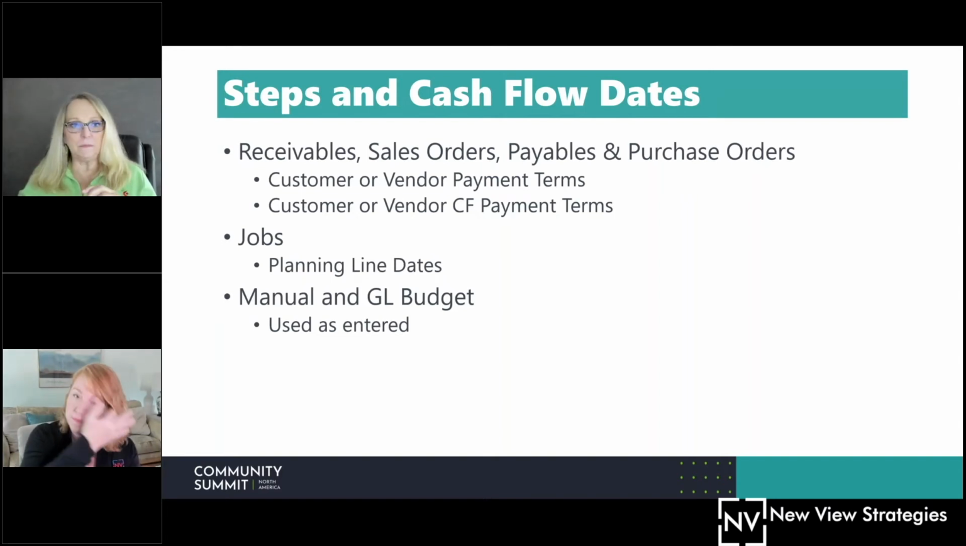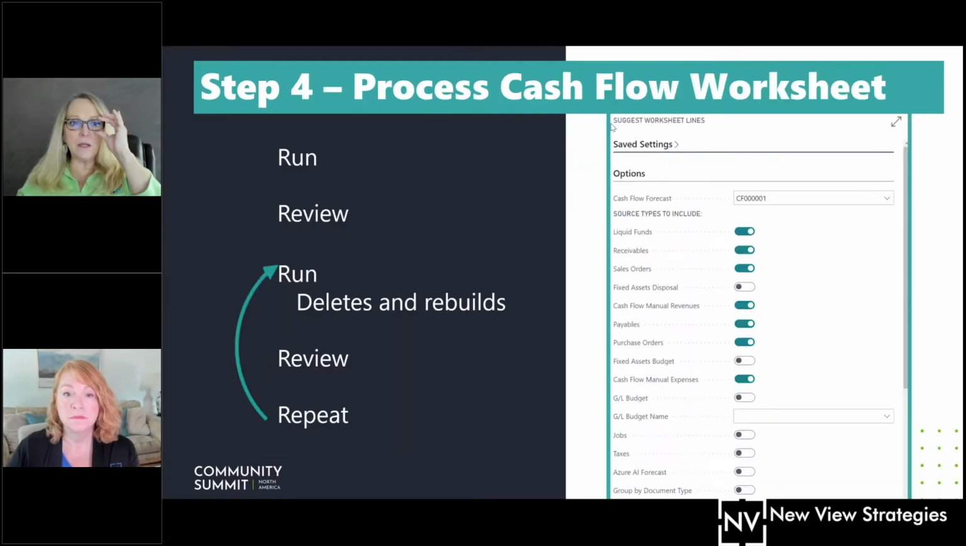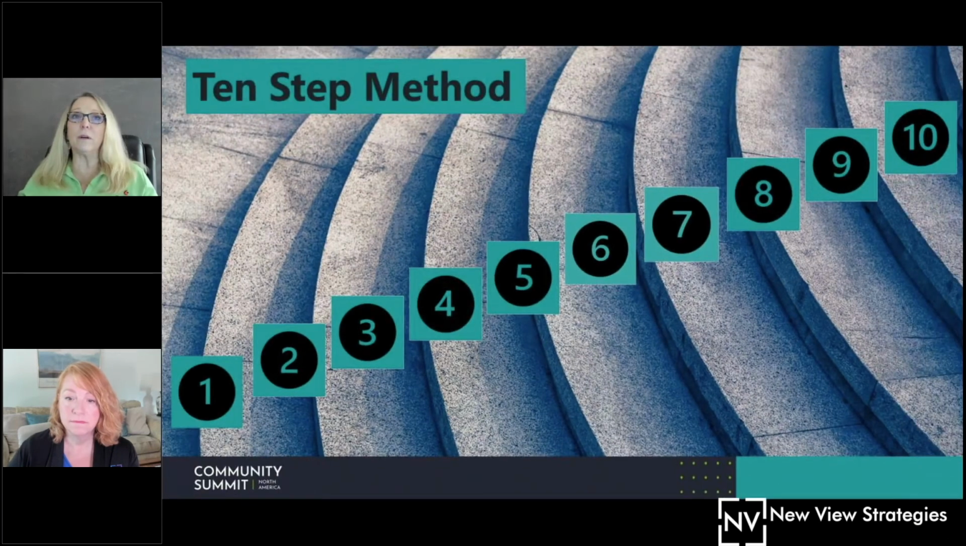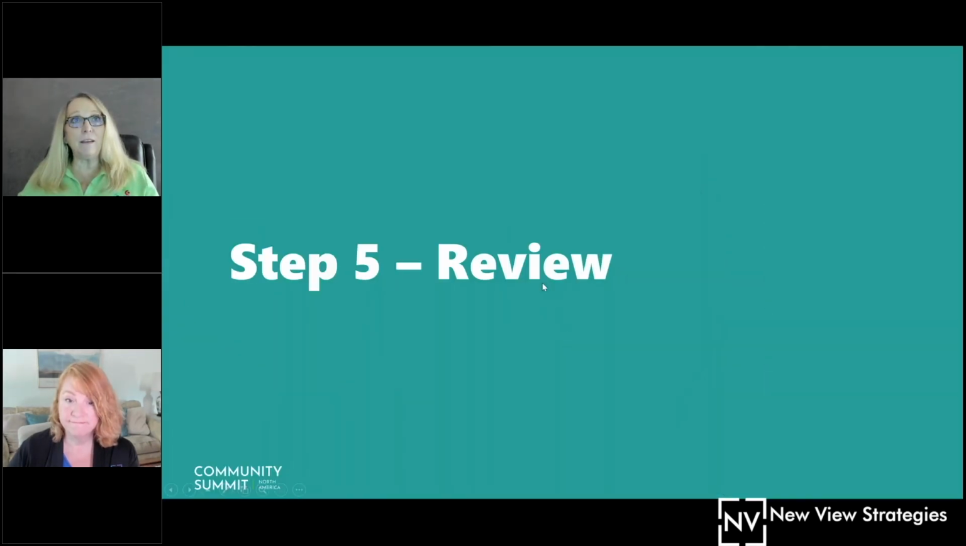Okay. Correct. Got it. And so basically, I just ran through this process. I ran it, reviewed it, I run it, which really deletes and rebuilds what's in the worksheet, review it, and just kind of keep going, right? Till I got the worksheet really the way I wanted it. And that really is step 4. It's the worksheet. Doing it, redoing it. Guys, we're almost halfway through. This is step 5. Yep.